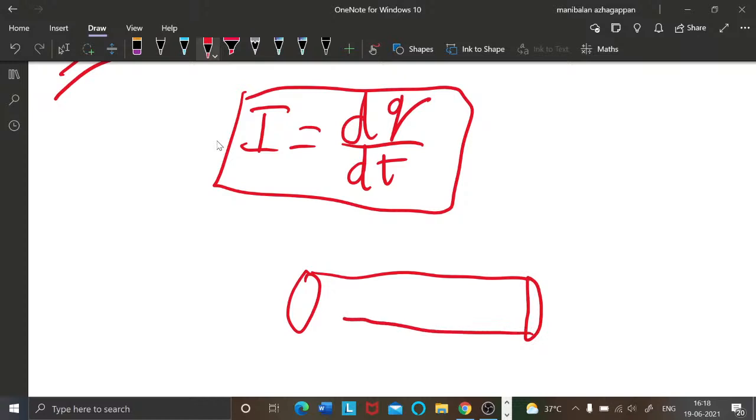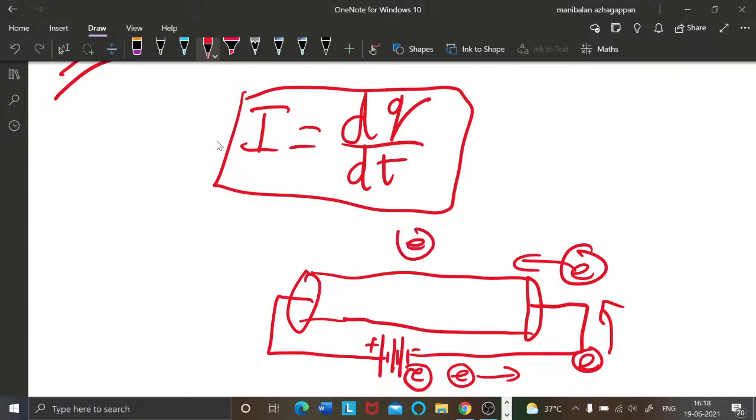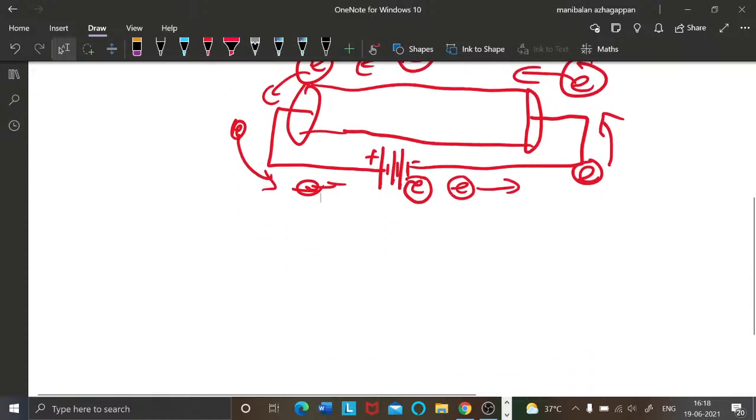We have the conductor, and I connected it with the battery, plus and minus. Positive indicates a defect of electrons, negative indicates an excess of electrons. So negative will have the excess of electrons. The electron moves from negative to positive. Electrons always move from negative to positive. Usually we know current travels from positive to negative. The electron is opposite to the current direction.